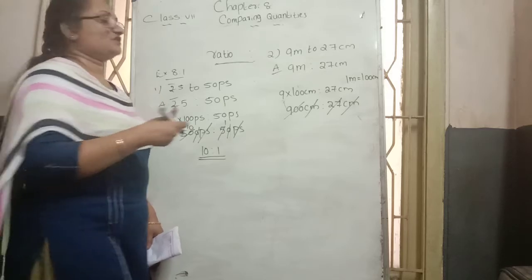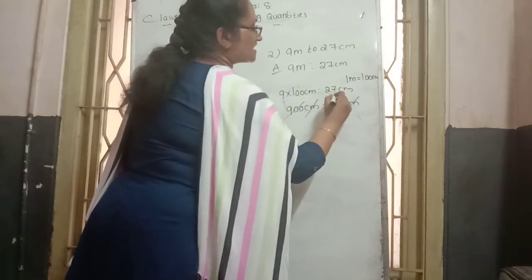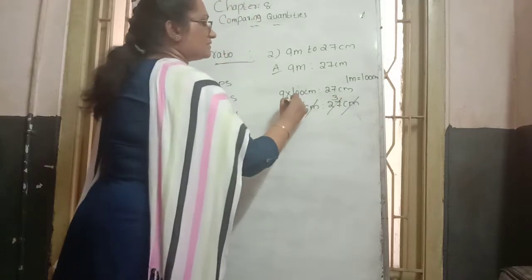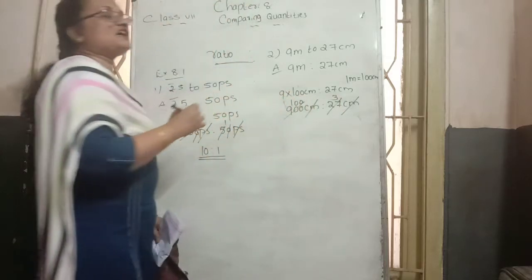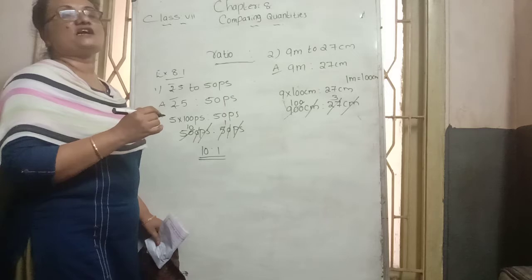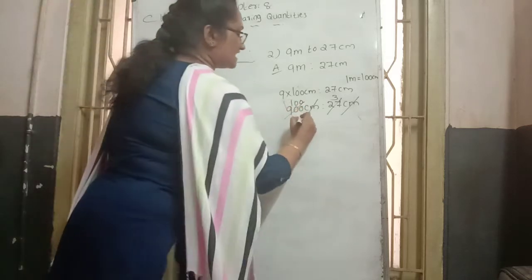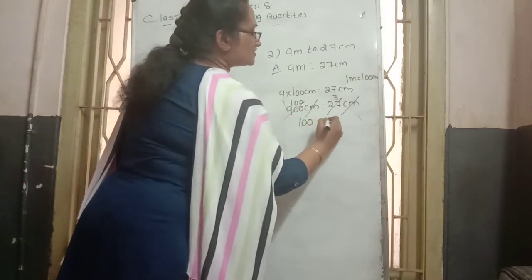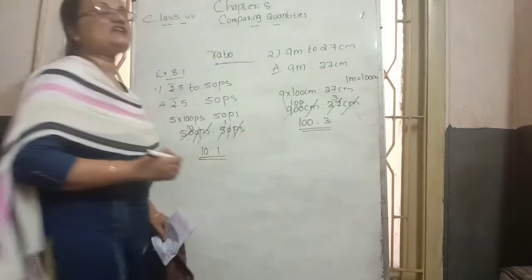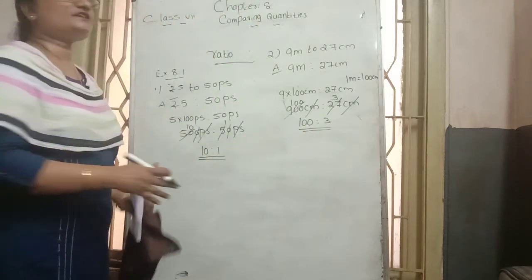So one time is enough. In the 9 table, 27 is how many times? 3 times. In the 9 table, 900 is how many times? 100 times. 9 into 100 becomes 900. So after cancelling, what is the final answer? 100 is 2, and 3 is our final answer. In this way we do the comparison.